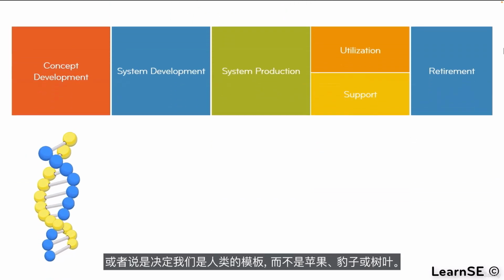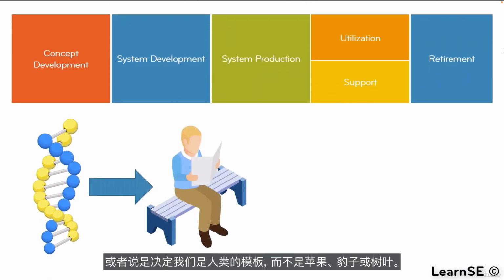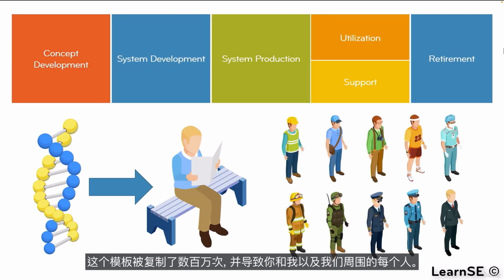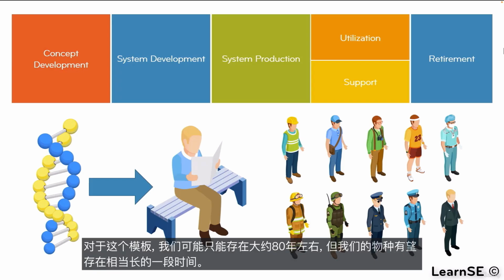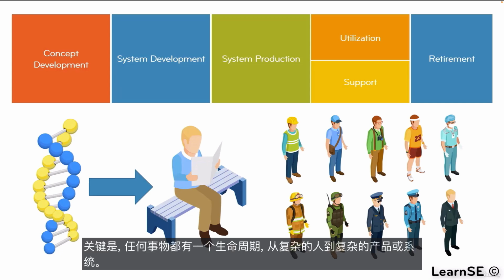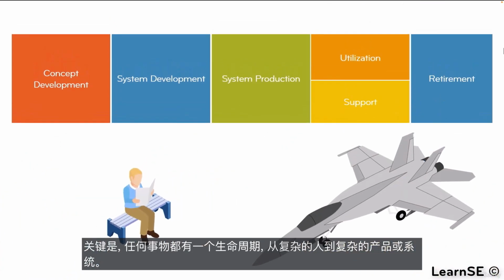The life cycle from a human perspective, or the human species overall's perspective, starts out with the definition of our genetic code, or the template that dictates that we're human rather than, say, an apple or a leopard or a leaf. This template is replicated millions of times and results in you and me and everyone that's around us. We live our own individual lives within the confines of all of human existence for that template. We might only be around for about 80 years or so individually, but our species will hopefully be around for quite some time. The point is, everything has a life cycle, from complex people to complex products or systems.